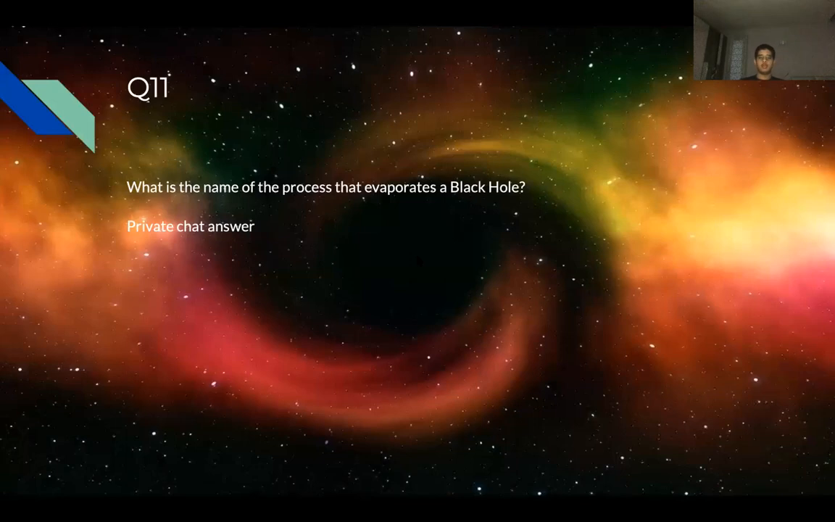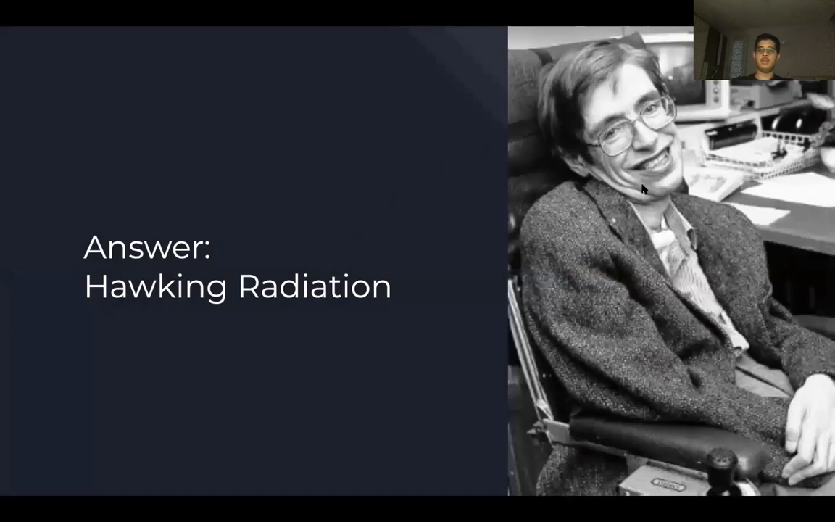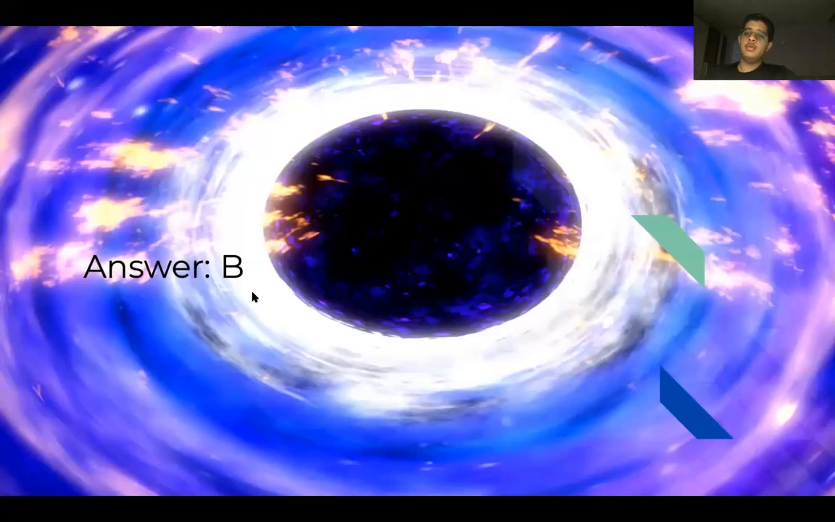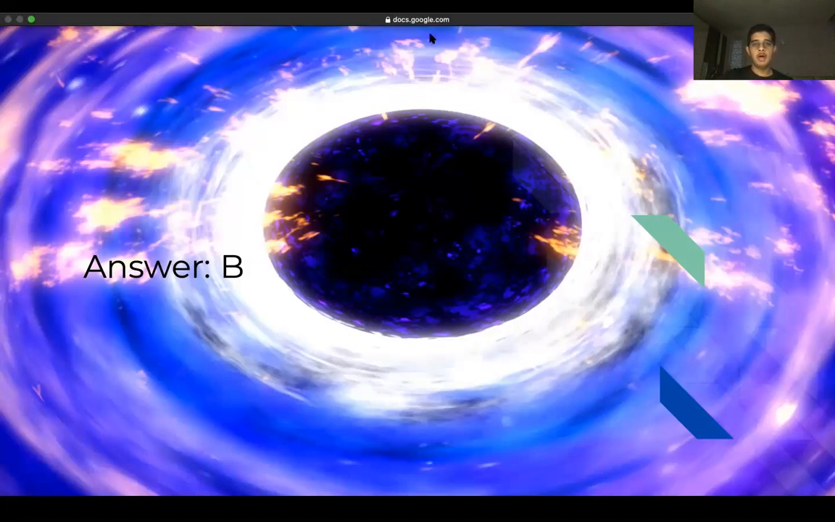What is the name of the process that evaporates a black hole? Yeah, it's Hawking radiation, named after the late great Stephen Hawking. I'm sure all of you have heard of him. Go ahead. Yes, the answer is B. Pairs of virtual particles use their existence to annihilate a black hole. If you want more in-depth, you can just look at the YouTube video later, or if you're watching this on YouTube, you can just rewind.